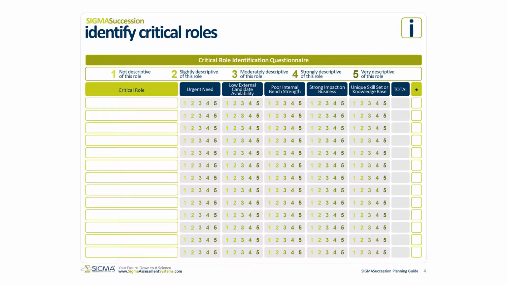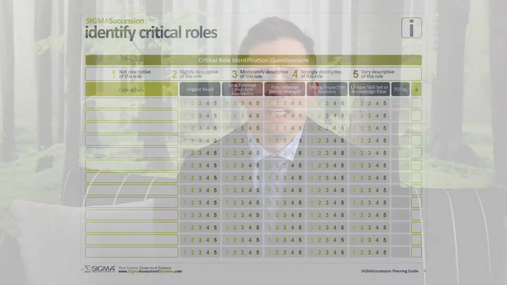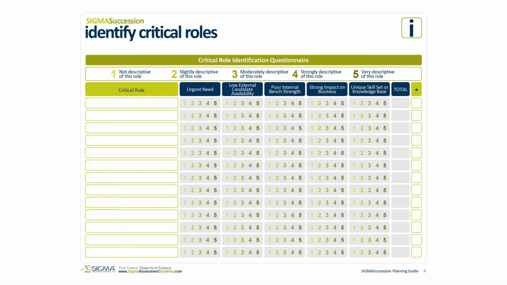Secondly, what does the external candidate availability look like? So could we replace this person with someone outside the company relatively soon? Or are we aware of someone at one of our competitors, someone in a similar role, maybe at an organization in the city that we're in? So what does that external candidate availability look like? Next would be the internal candidate availability. So how many people within the organization would be in a position to move into this role today? And we would rate that.